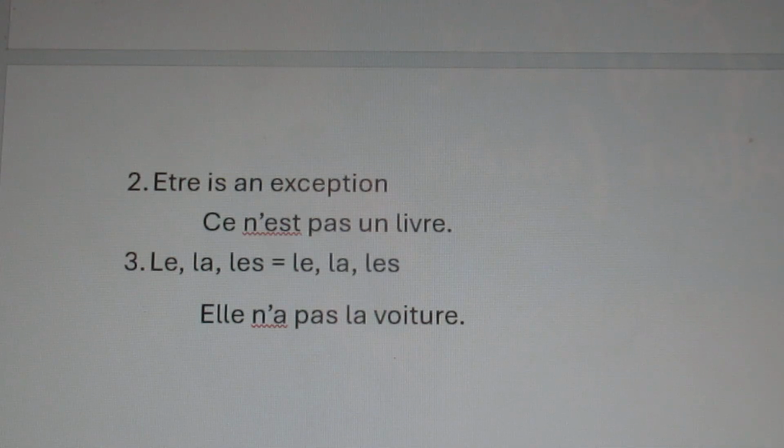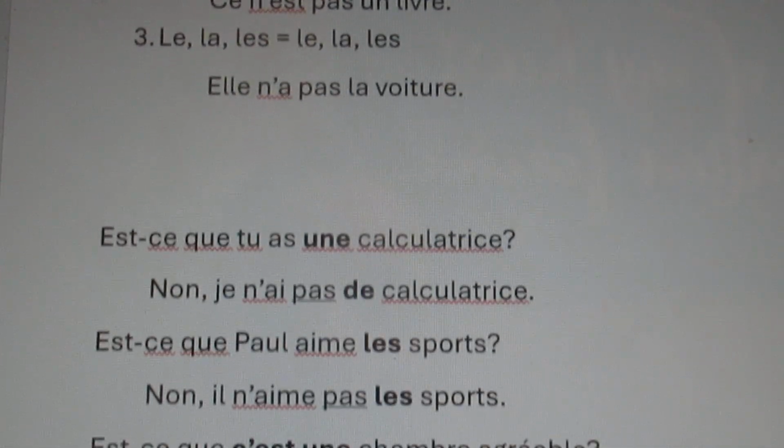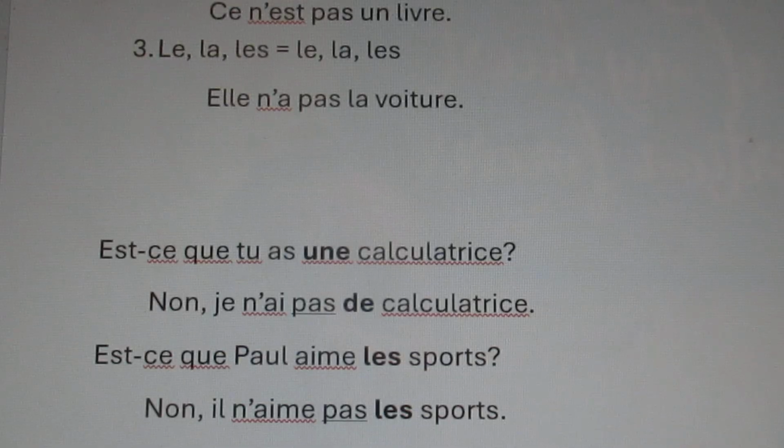So let's look at some examples. First we have, est-ce que tu as une calculatrice? Do you have a calculator? And I want to say no. Non, je n'ai pas de calculatrice. Do you see what happened there? Our une calculatrice changed to de calculatrice because I have pas.